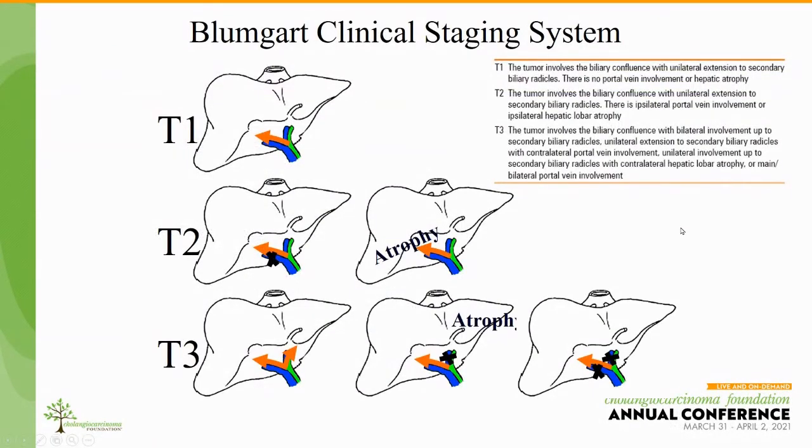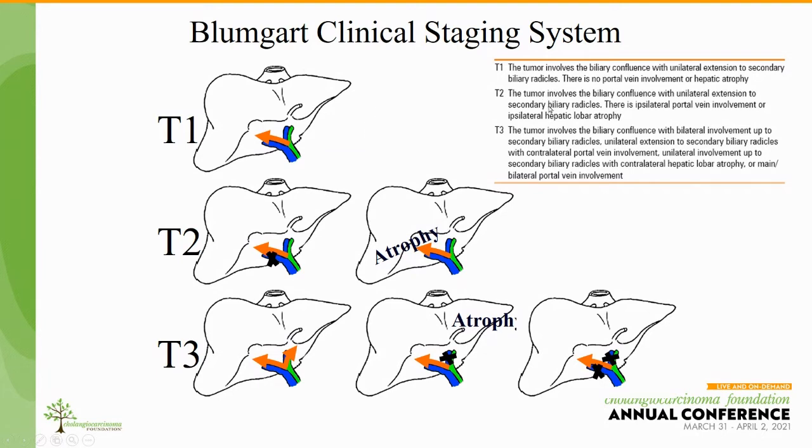So if we really move forward to the main clinical staging system we use now, that is the pre-treatment staging system, it's really the Blumgart clinical staging system, where we separate tumors into T1, T2, and T3. T1 tumors involve the biliary confluence with unilateral extension to secondary biliary radicals without vascular involvement, such that we can remove that part of the liver with its corresponding biliary and vascular supply, but with a remnant liver, sometimes needing to be induced by hypertrophy methods, but a remnant liver that can serve as that patient's functional liver afterwards.